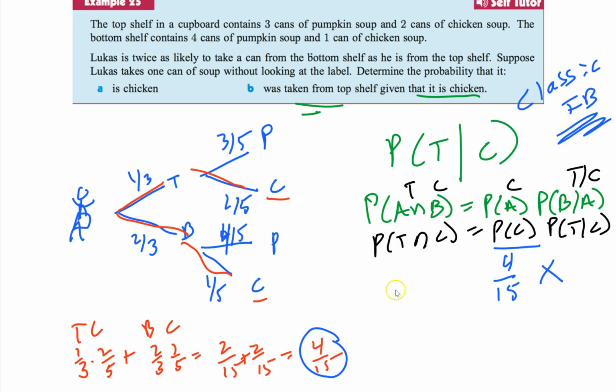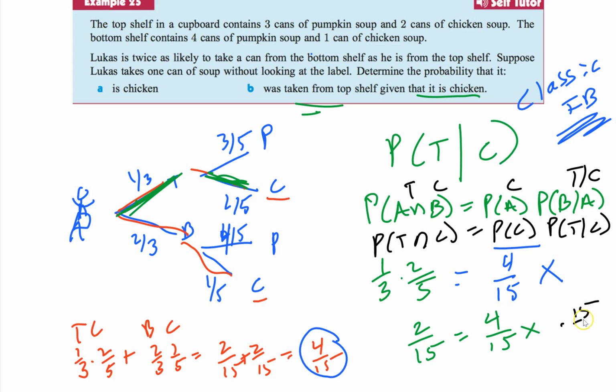That's my X. Then this side, top and chicken. There's only one way to get top and chicken: going to the top and then getting chicken. So 1/3 times 2/5. So you're going to get 2 out of 15 equals 4 out of 15 times X. Multiply by the reciprocal.